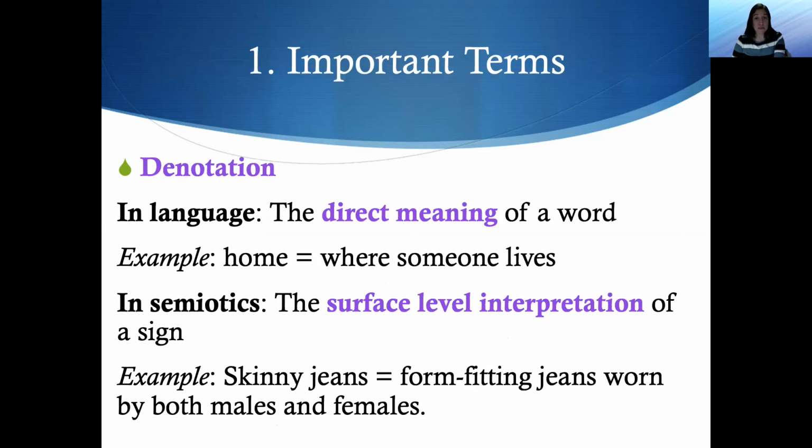We are also talking about some important terms. And the first one is denotation. We can talk about these terms in language and in semiotics. So in language, denotation is simply the direct meaning of a word. For example, the word home, it just means where someone lives. If we look at denotation in semiotics, it's the surface level interpretation of a sign. So skinny jeans, for example, surface level interpretation, they're form-fitting jeans worn by both males and females.